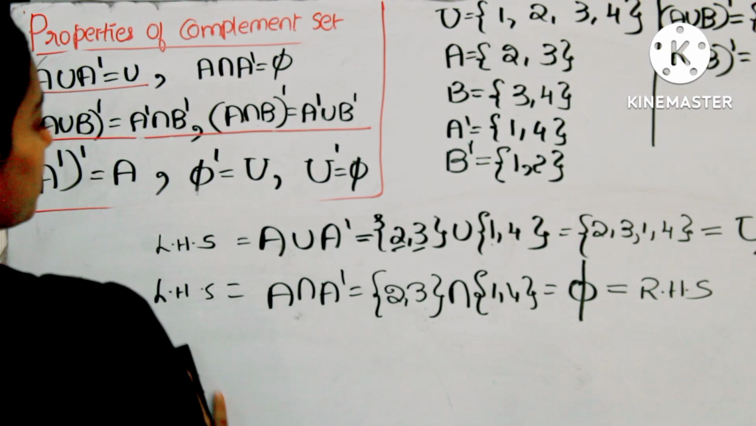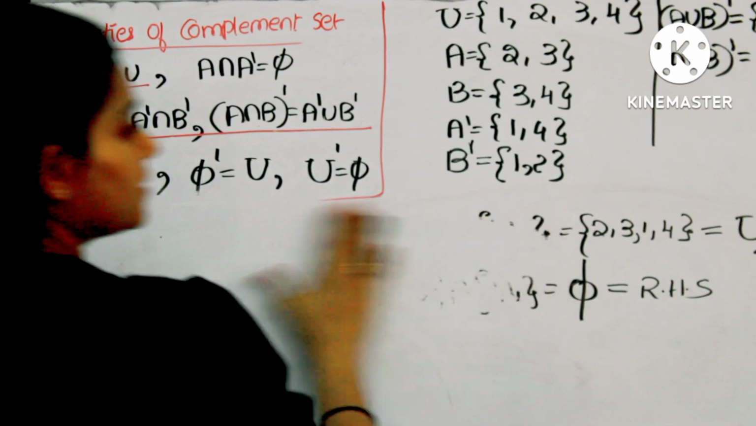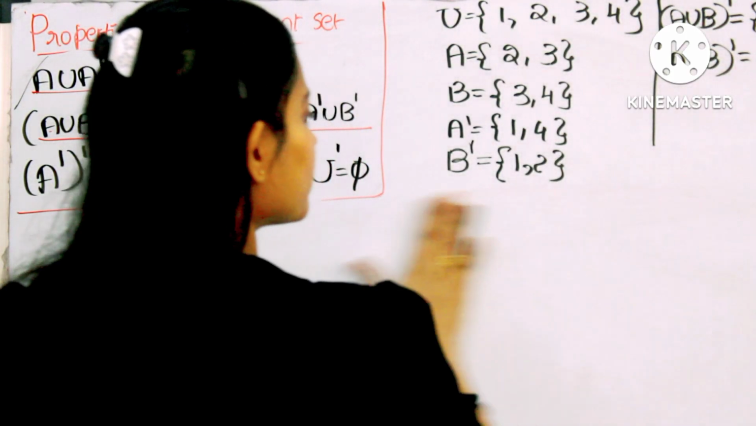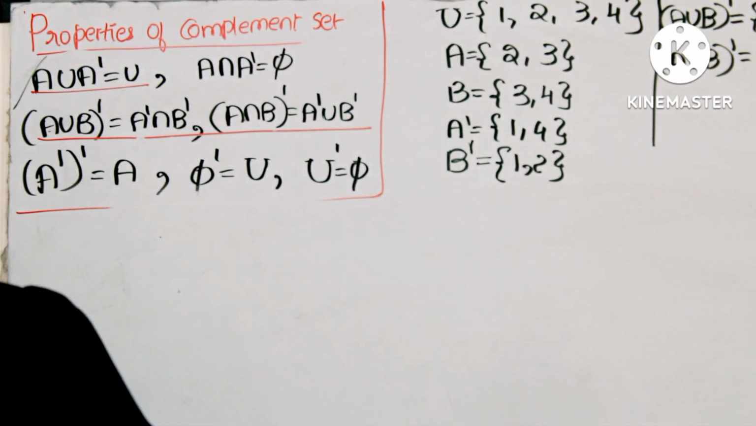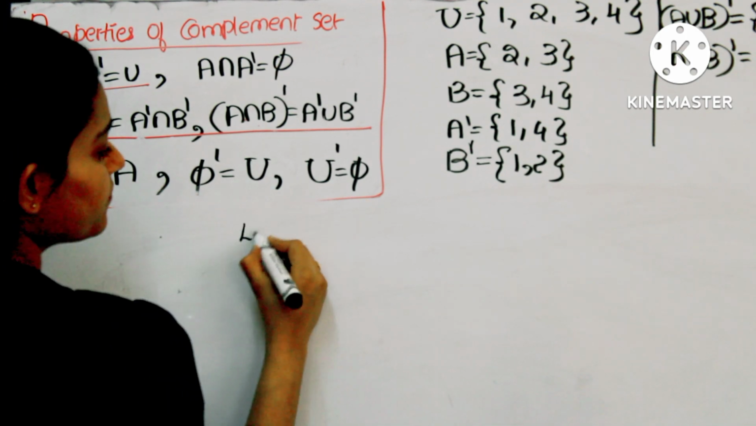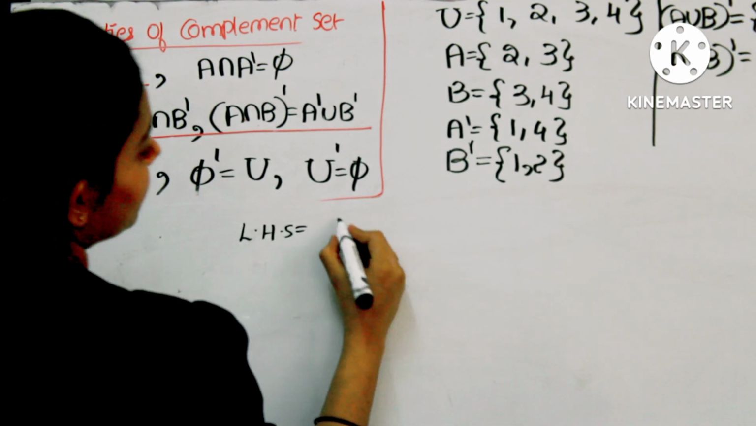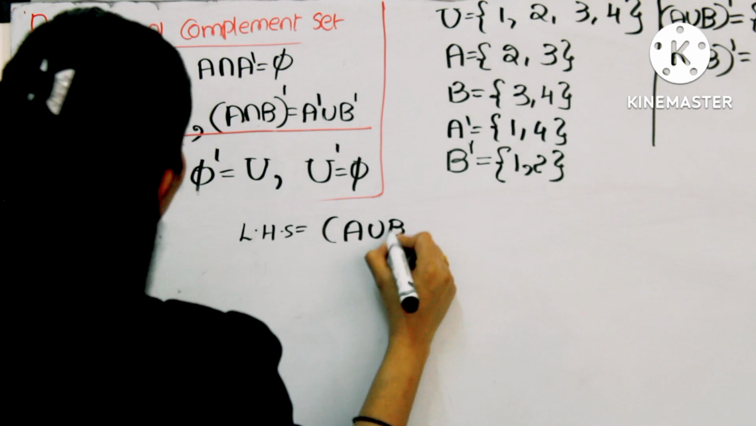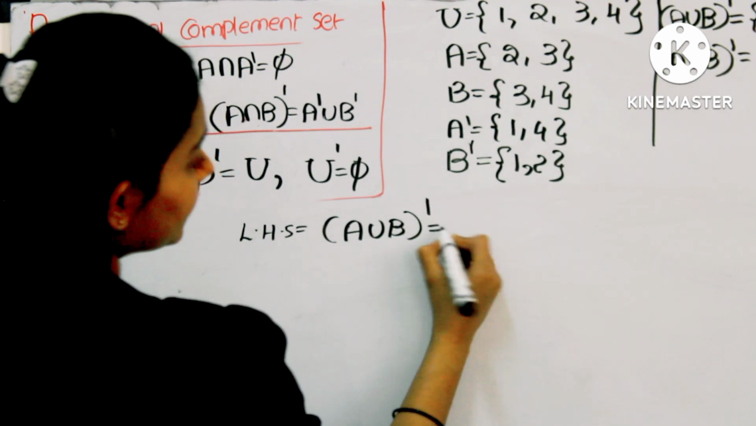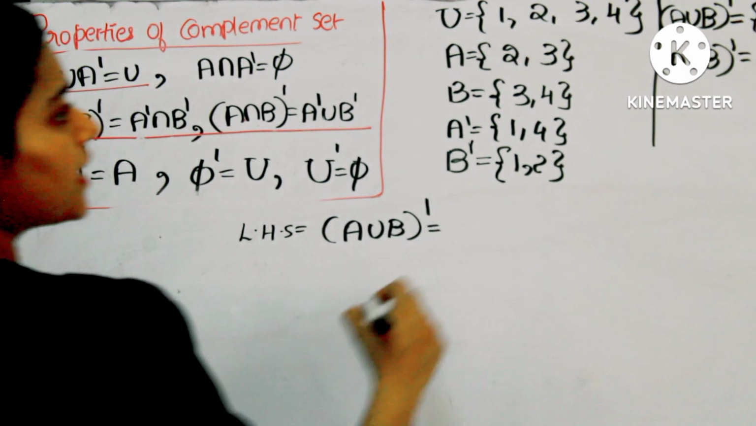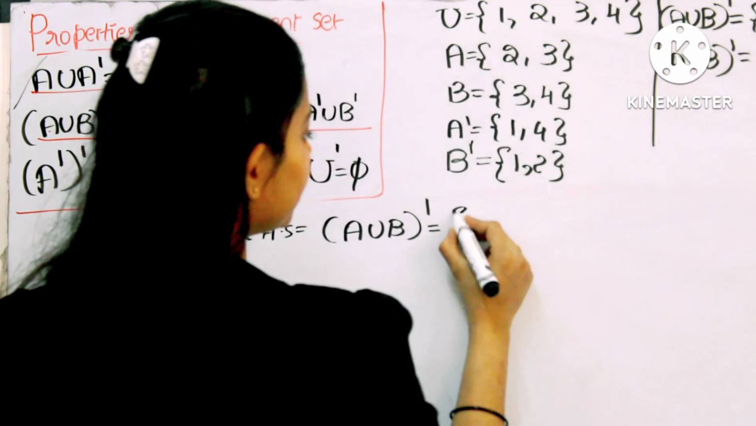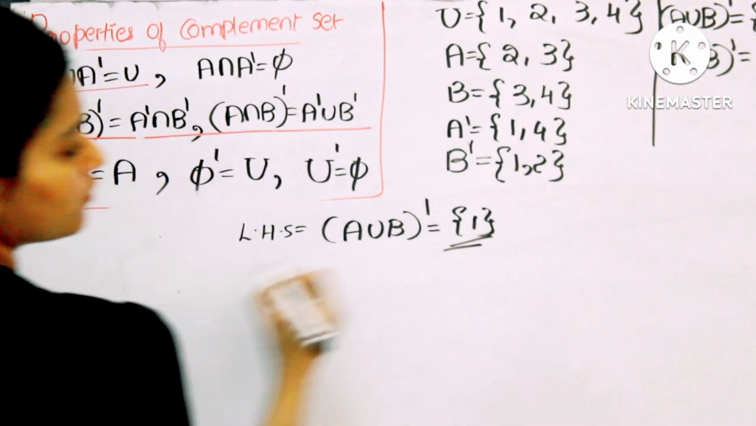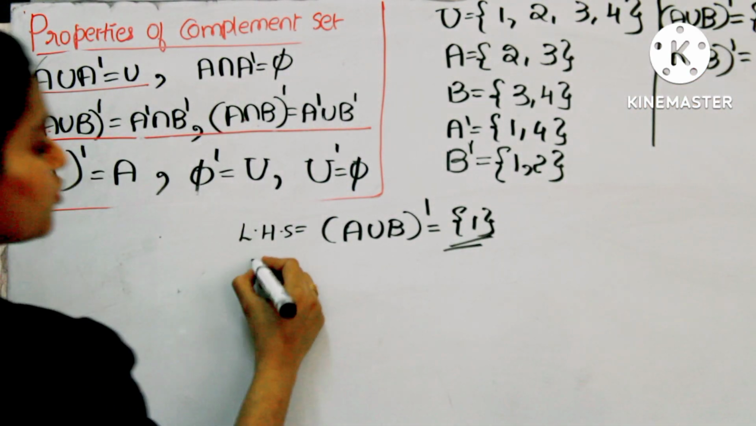Next we have to prove De Morgan's law. So this is over. In De Morgan's law, what do we have as LHS? LHS is A union B whole complement. We did that already, that is 1, correct? This is 1. Next let's just do RHS.